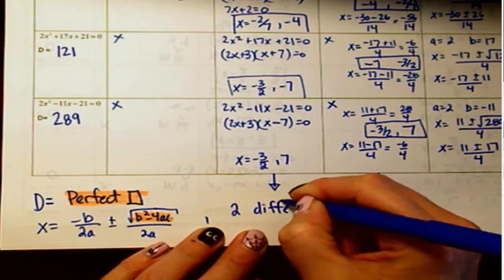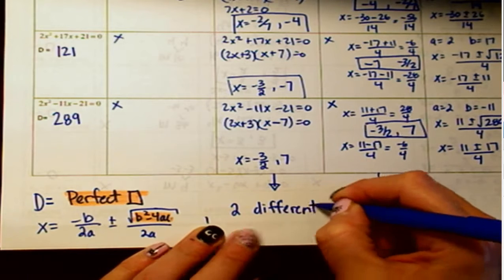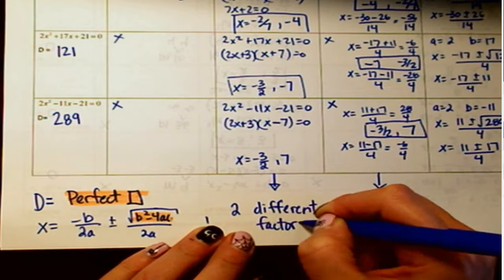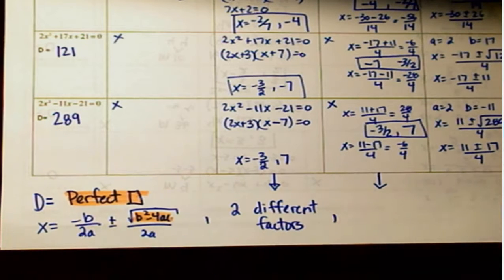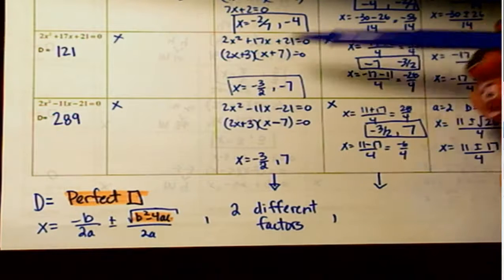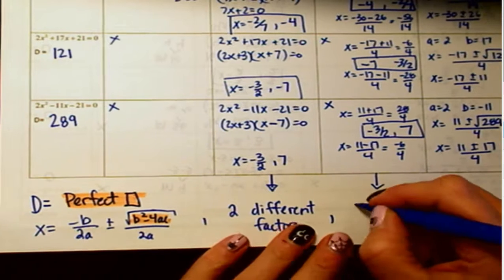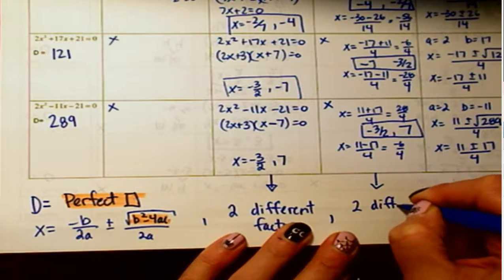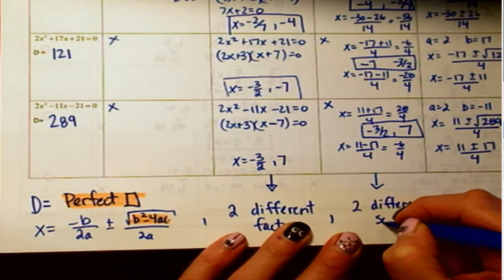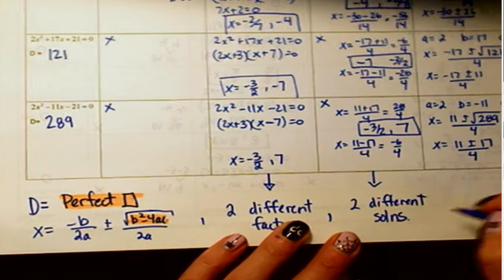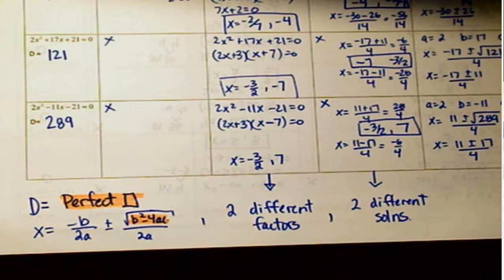You don't get the same factor, you get two different factors. What happens to the answers? I don't get the same answer, I get two different answers. Negative 2 over 7, negative 4, minus 3 halves, minus 7, minus 3 halves, positive 7. I get two different solutions. Okay, are they rational answers?